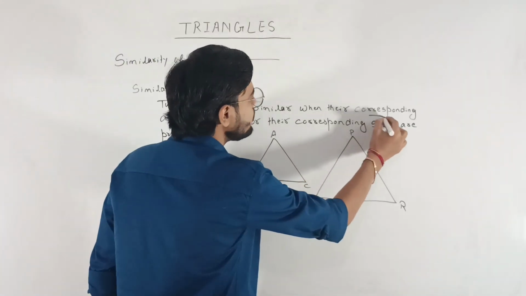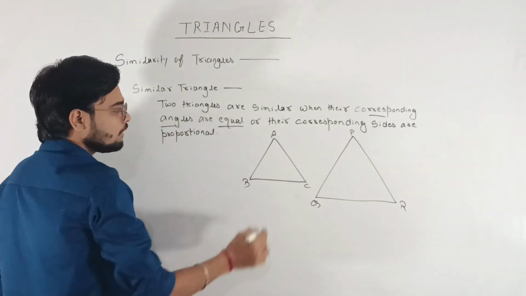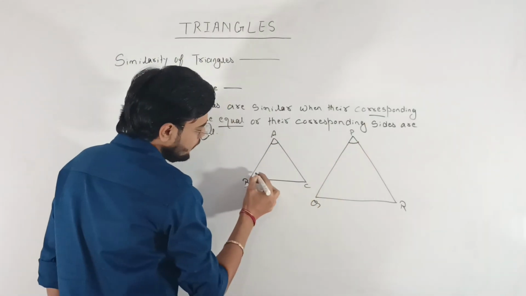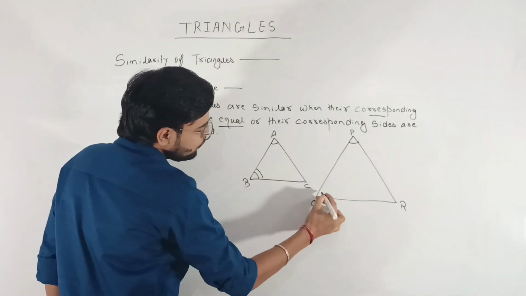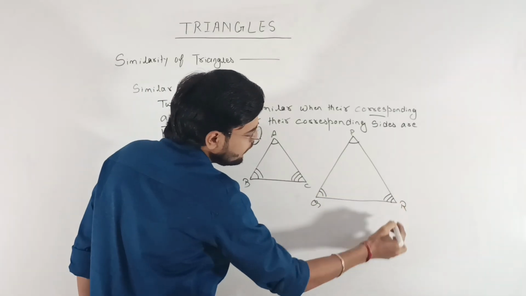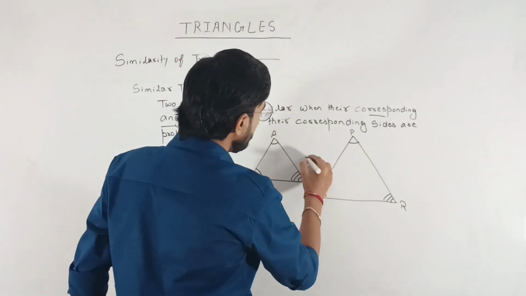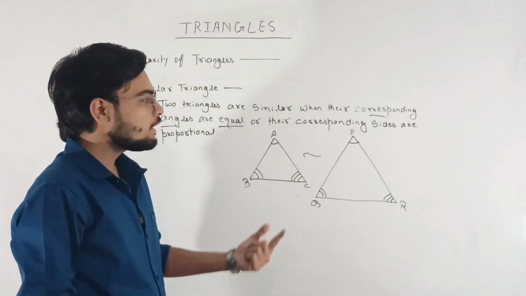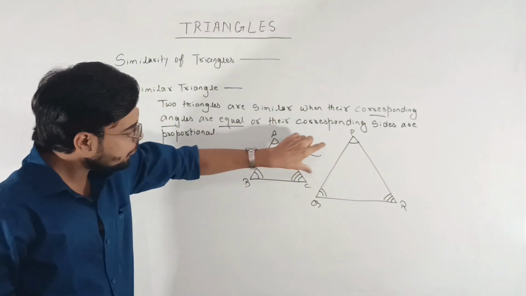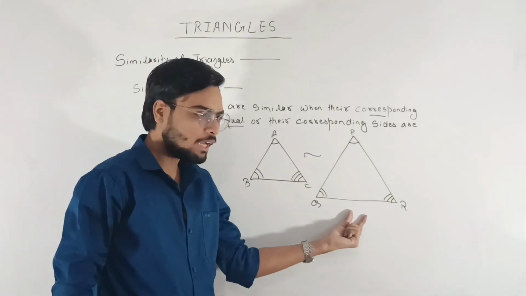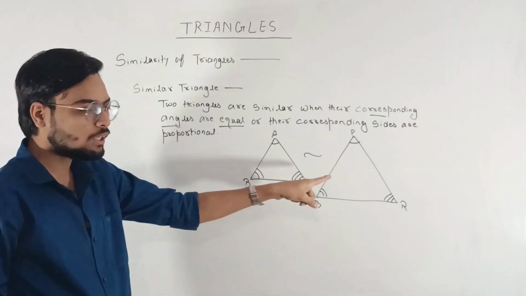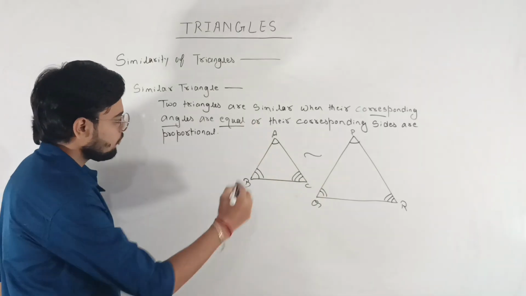First one is when their corresponding angles are equal, which means angle A is equal to angle P, and angle B is equal to angle Q, and angle C is equal to angle R. Then in this case we say these two triangles are similar. And one more condition is what? Corresponding sides are proportional, which means if AB upon PQ, BC upon QR, and AC upon PR are equal, then in this case again we say these two triangles are similar.